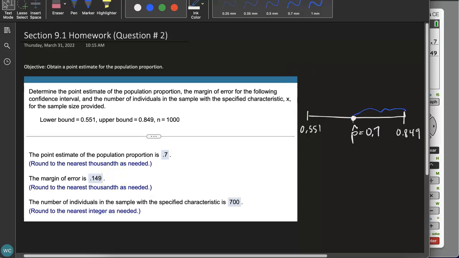Lastly, if we want to know the number of individuals in the sample with this specified characteristic, we take p hat, 0.7, and multiply it by our sample size, 1,000, to obtain 700 individuals in that sample, which would then give us this p hat value of 0.7. So again, think of it like you're working this problem backwards from the typical order to do this type of problem.